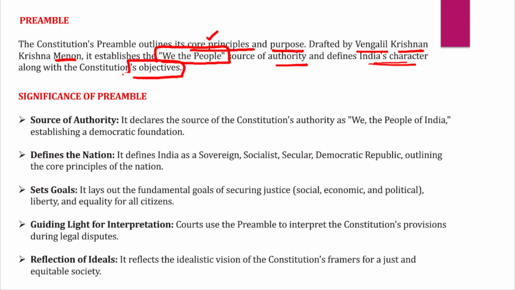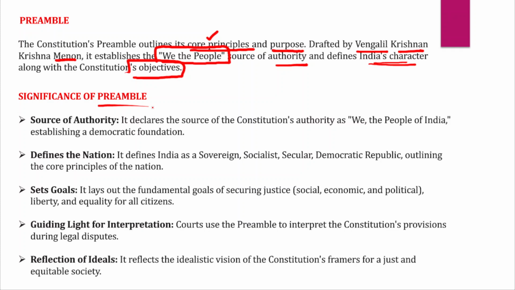Okay, so it talks about justice, equality, liberty, and fraternity. So these are the objectives, and also ensuring unity and integrity of this country are some of the objectives. Now, what is the significance of the preamble? We have to understand the significance of the preamble as well.